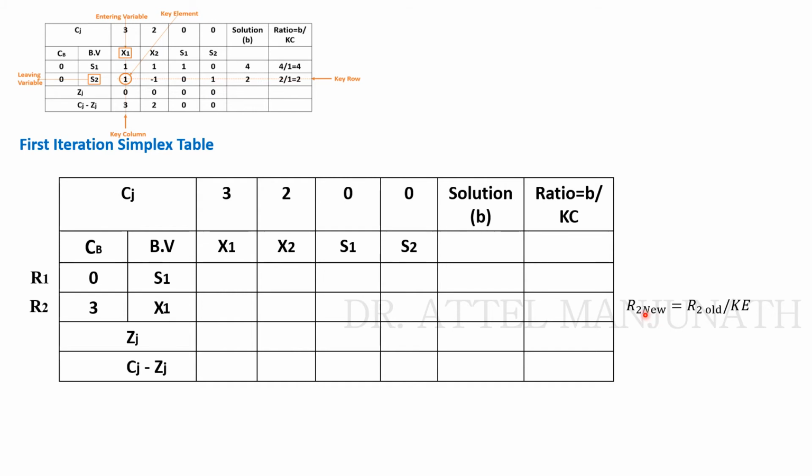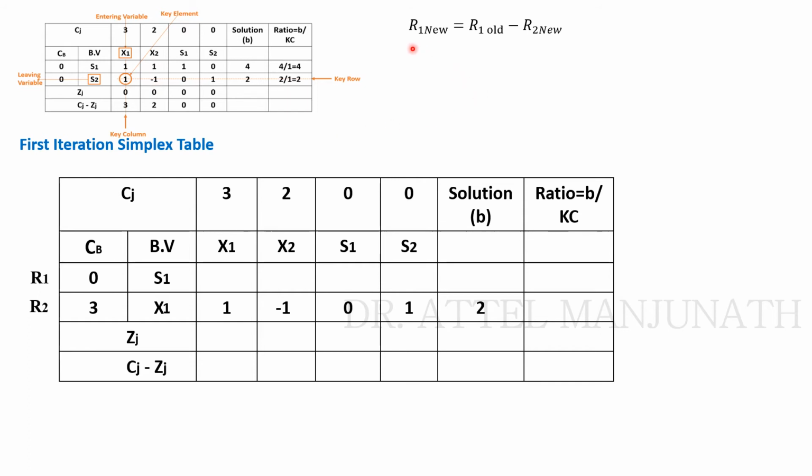Hence row 2 new is equal to row 2 old divided by the key element, so you will get the same values, because the key element here is 1. Because of that you get the same values, 1, minus 1, 0, 1, and even the solution value 2, as given in the previous table. But now for the key column, whatever you took in the previous table, here you have 1. So now try to convert this 1 into 0 by using row 2. So how to calculate that, we will see.